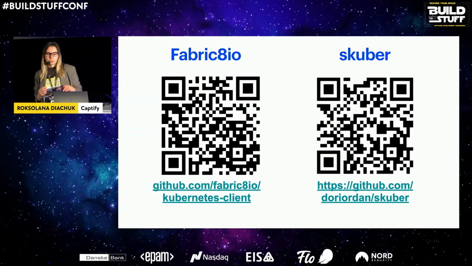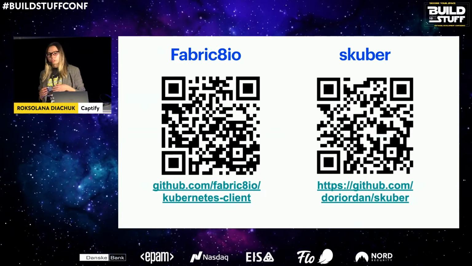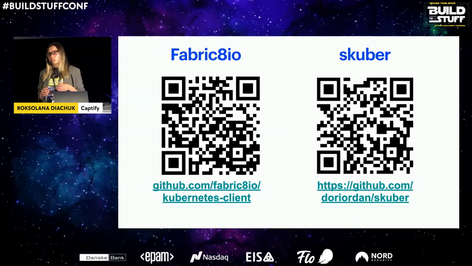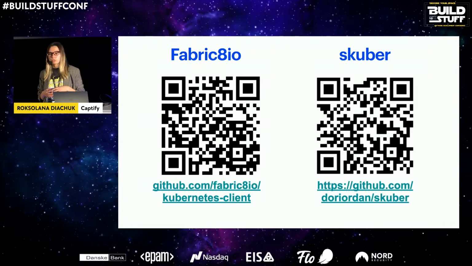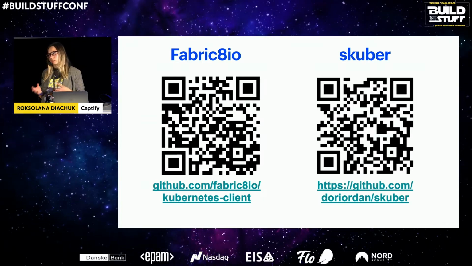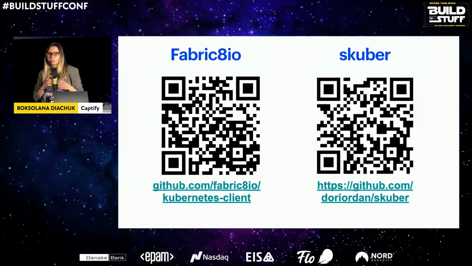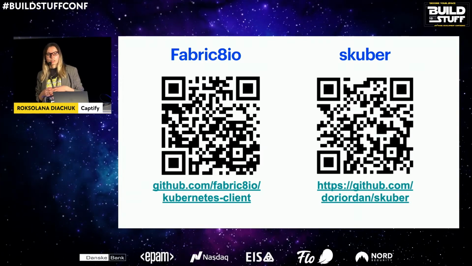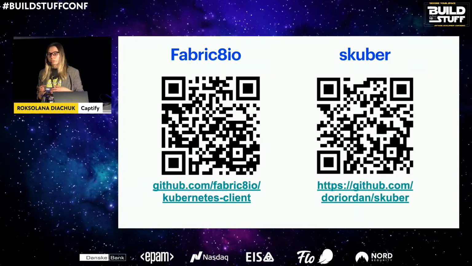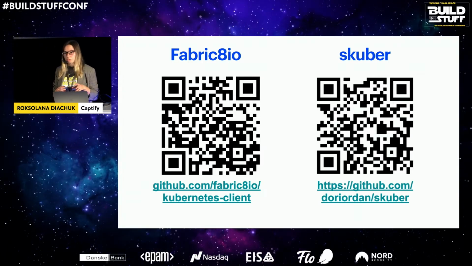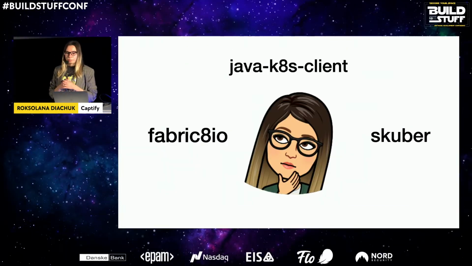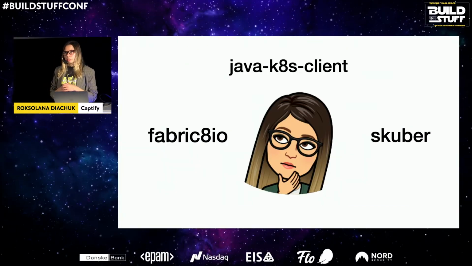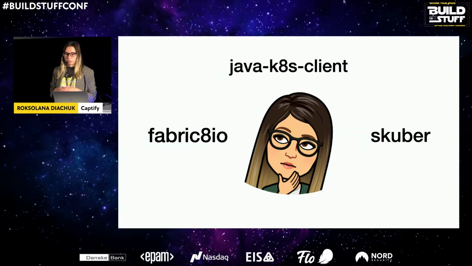And Skuber is a very small library. It's not set up in the documentation as an official client. But it's heavily used by Scala developers because it's written in Scala. All of the examples are in Scala, and it relies on Scala libraries. So we are going to explore both of these libraries in this session, talking about choosing a specific library and the drawbacks and advantages.